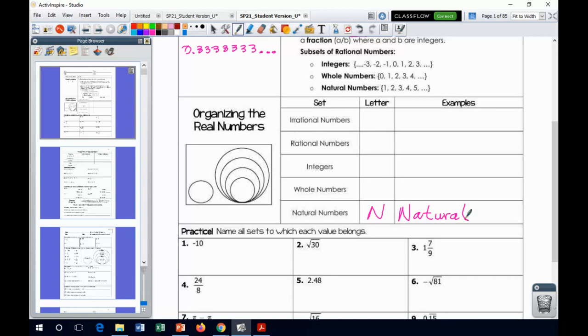Natural numbers. I'll trade 2 ears of corn for 3 fishes. Fish, 3 fish. Fishes. I like fishes. You've been in English too long. So those are natural numbers, and they start with 1.